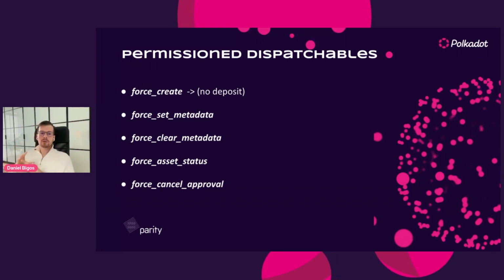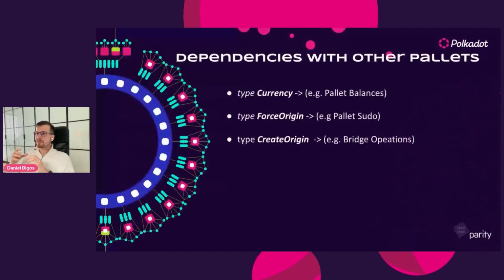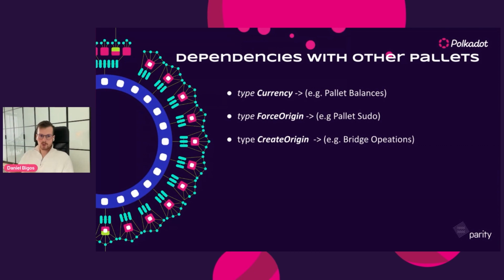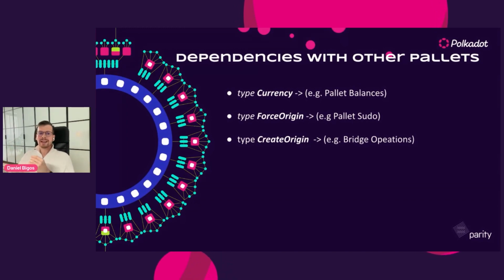So having described the possibilities with the Pallet asset, let's talk about the dependencies with other pallets, tools, stuff like that. So imagine a situation that someone needs to use Pallet asset in its own runtime. So that person, that developer, that team, that entity needs to implement the configuration for that pallet. And in that configuration, there are some attributes that are kind of solved with other pallets.